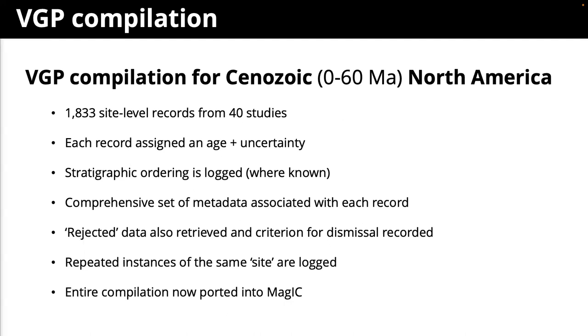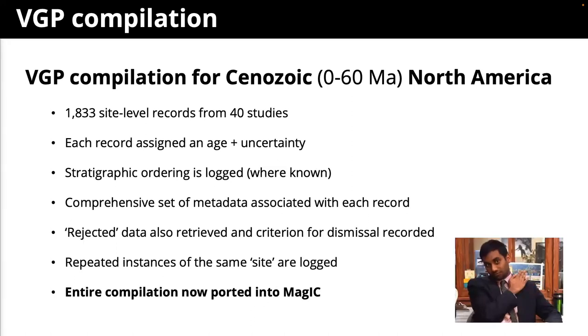Repeated instances of the same site or log, for example, the Bishop Tuff has been sampled a billion times. So we want to make sure that we're not overrepresenting single cooling units. And the entire compilation now is ported into MagIC, thanks to some MagIC tricks, pun intended, by Nick and Yiming.